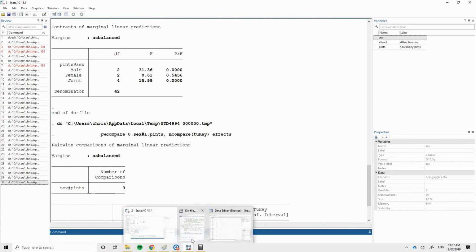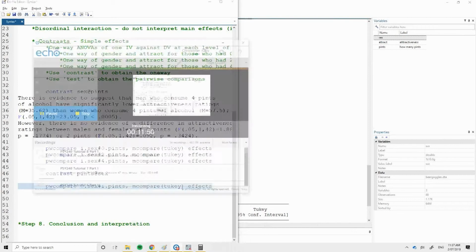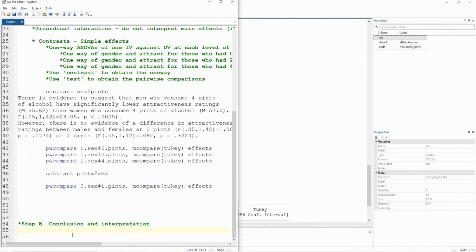So that conclusion might look a little bit like this: whereas for females there is no change in attractiveness ratings across levels of alcohol consumed.